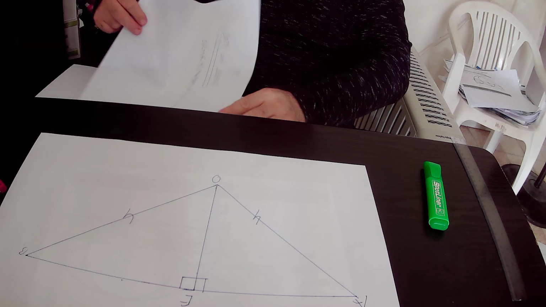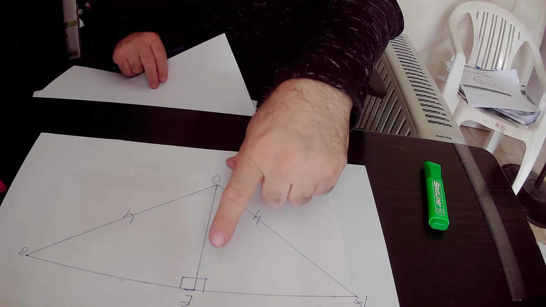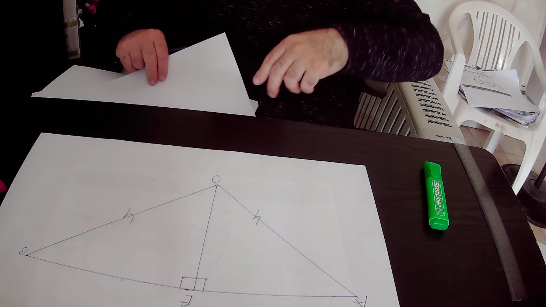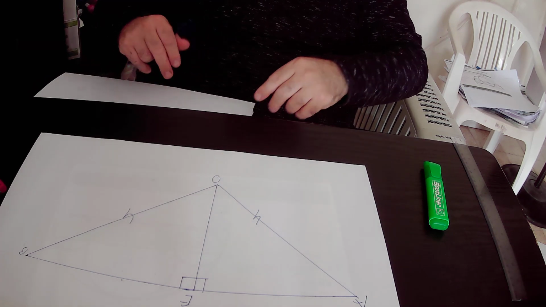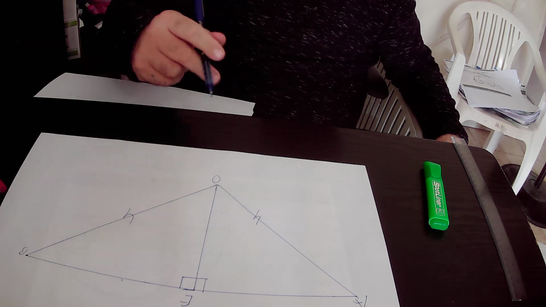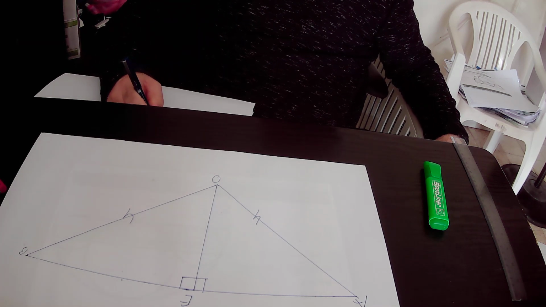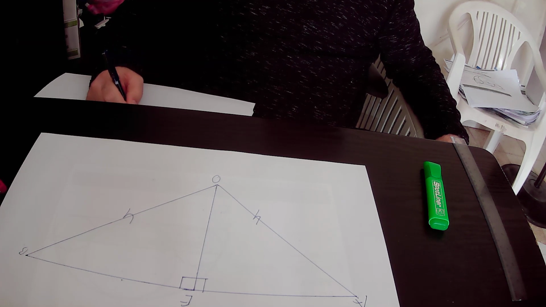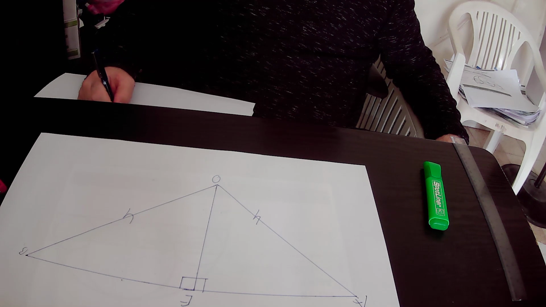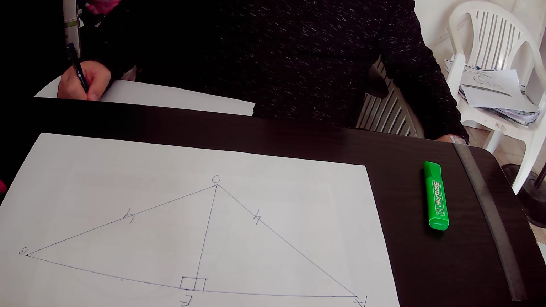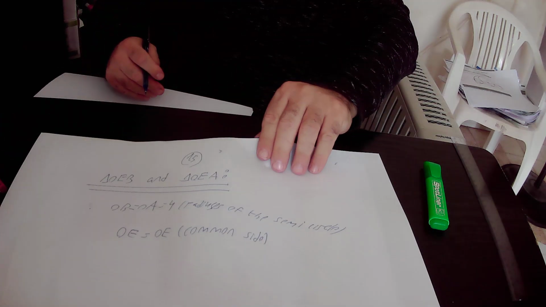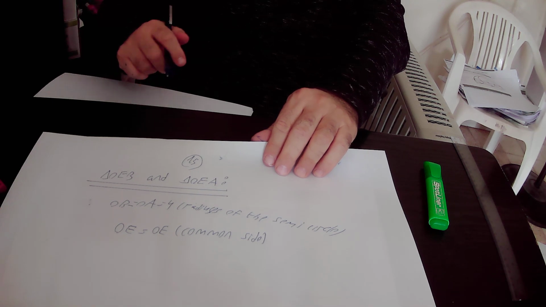Okay? And we also have the common side OE. OE is the common side. It belongs to both triangles. So we can write down that OE equals OE is a common side that belongs to both right triangles.